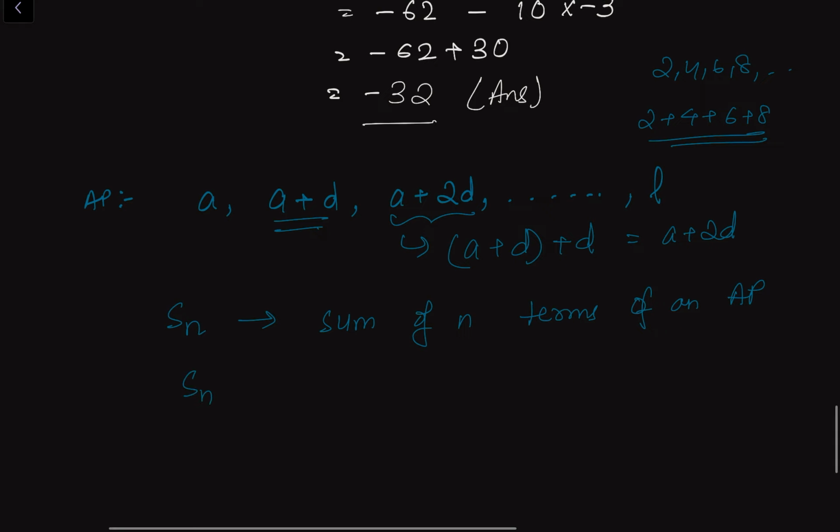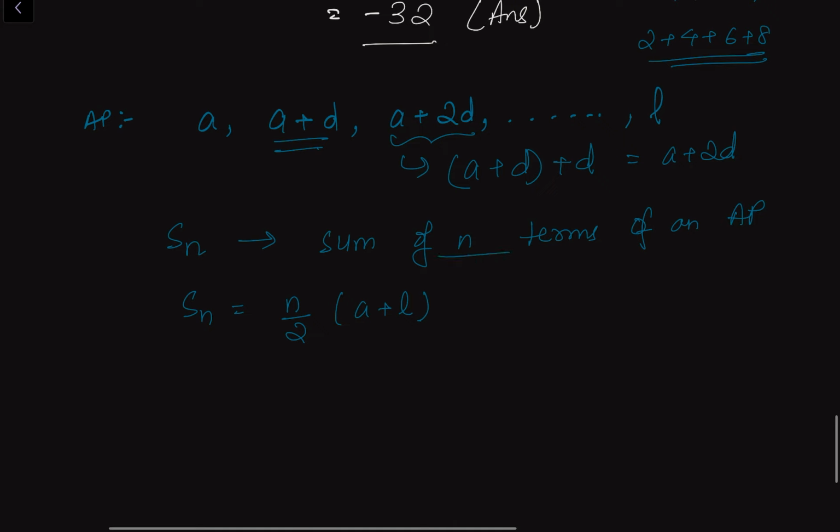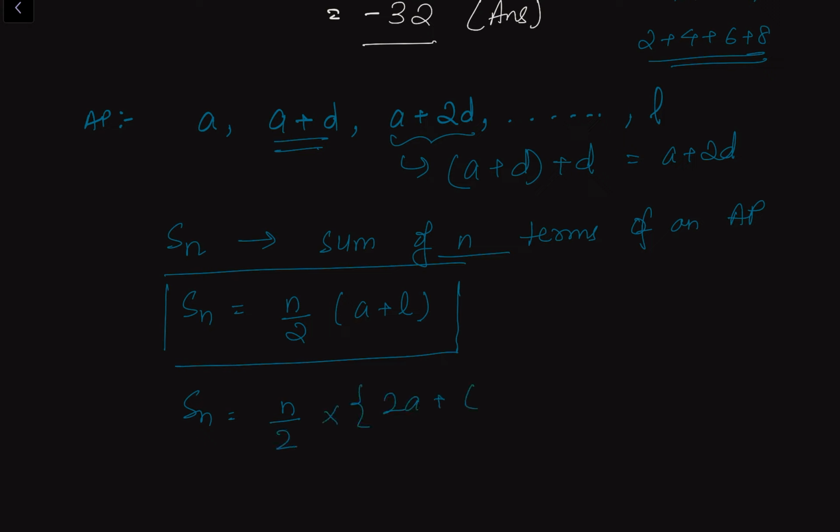So the formula is Sn is equal to n by 2 into (A plus L). Here n is the number of terms, A is the first term, and L is the last term. This can also be written as n by 2 into (2A plus (n minus 1) D). This is the second formula. So these are the two formulas we will be using for the sum of n terms.